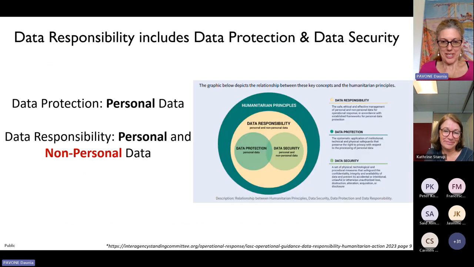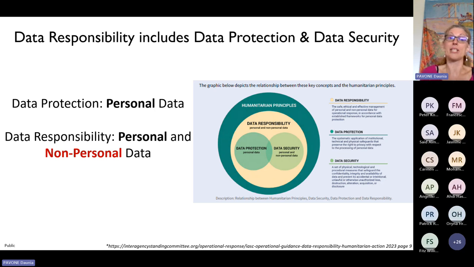I really like this particular visual in the operational guidance, because it solves a lot of confusion I usually have in my head. One of the main issues is defining what data responsibility is, but also distinguishing it vis-a-vis data protection, which is a different thing from data for protection. Data protection really deals with personal data, as you see in the visual, while data responsibility encompasses data protection, but it's more than that. So it deals with personal and non-personal data. And I think we need to remember that when we talk about everything today and in our daily work with data and analysis.